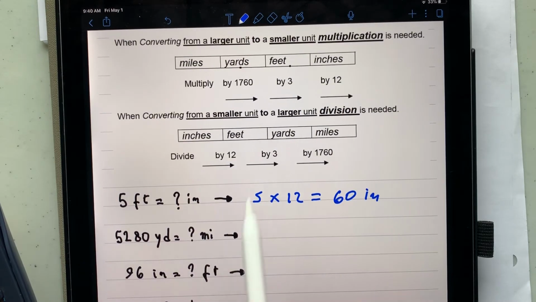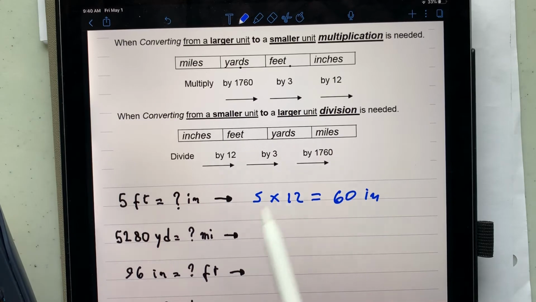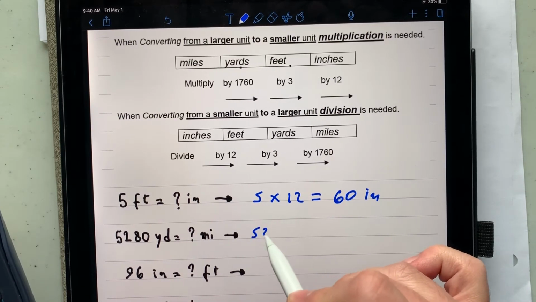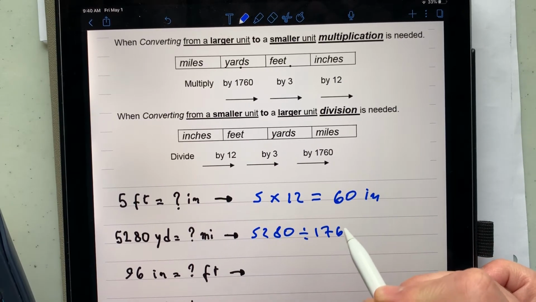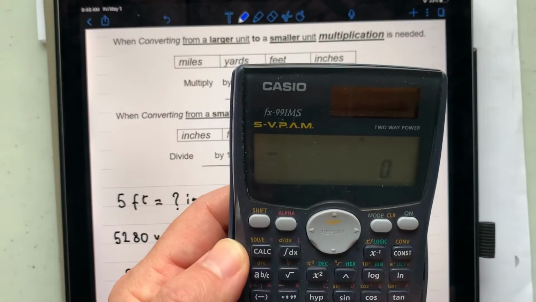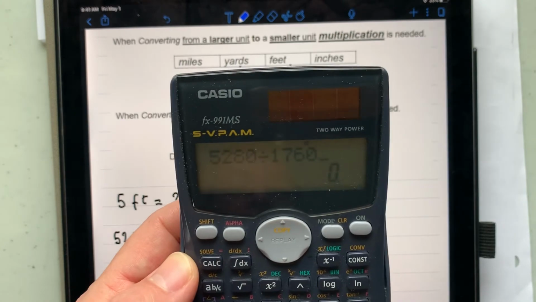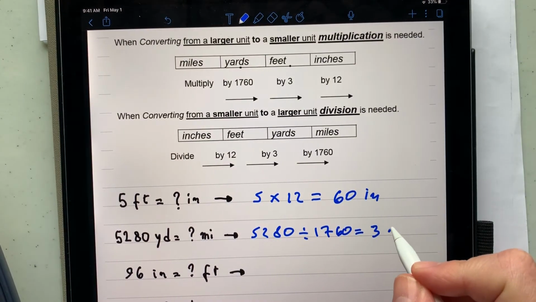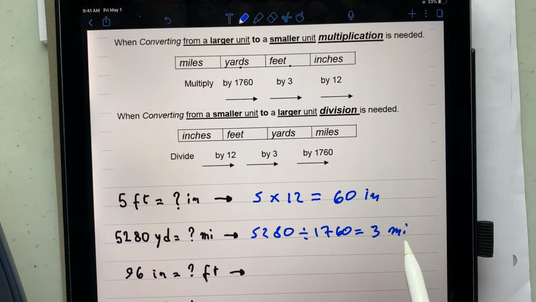What about 5280 yards to miles? Yards and miles. So miles is the bigger one. So going from yards to miles, I need to divide it by 1760. So it's going to be 5280 divided by 1760. That gives us 3. So that is 3 miles. And that makes sense. A whole bunch of yards, 5280, should be only a few miles because miles are really, really big.